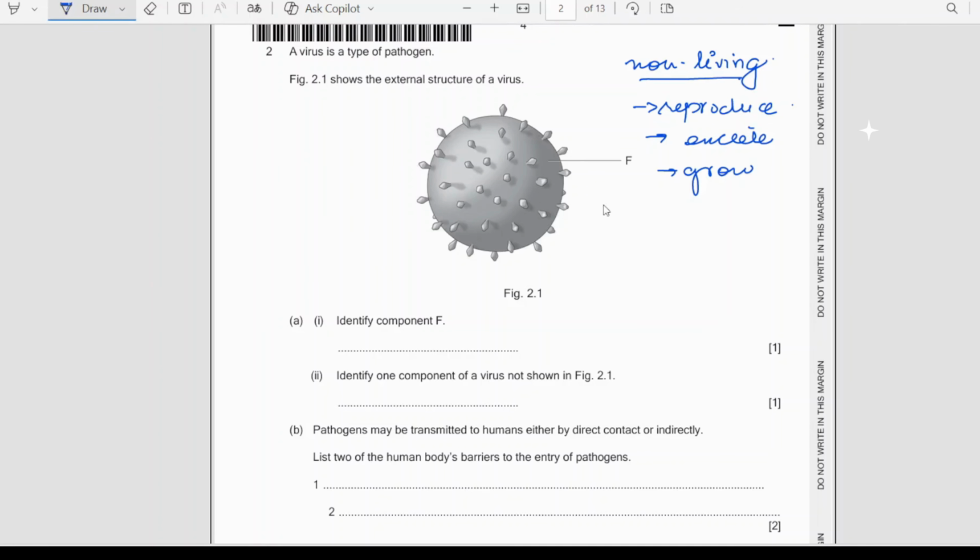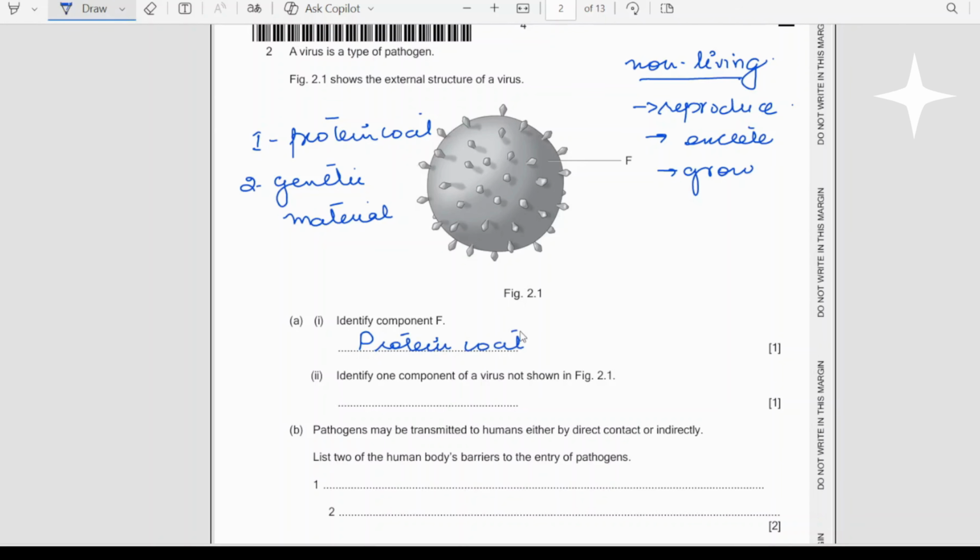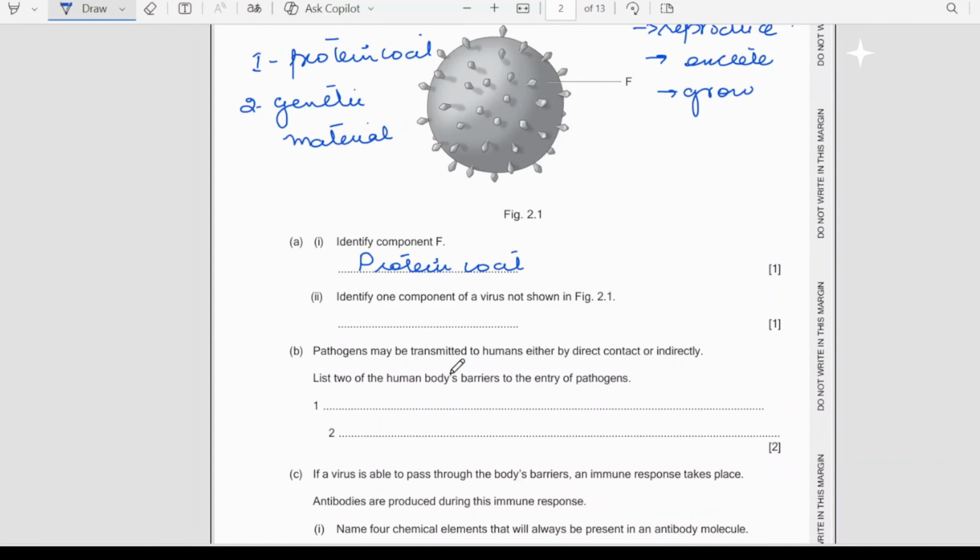So it has only two components. One is the protein coat, and the second one is DNA or RNA. So generally we say it's a genetic material. What is F now? Protein coat. Identify one component of a virus which is not shown over here. Genetic material, DNA, RNA, all are correct. I have written genetic material as a general term, for generic.